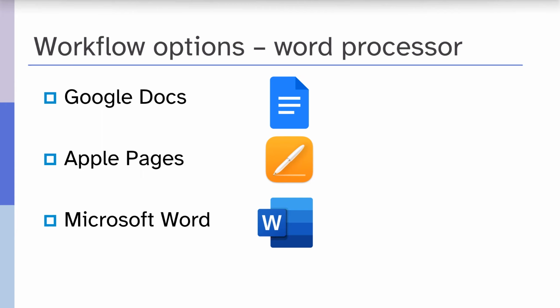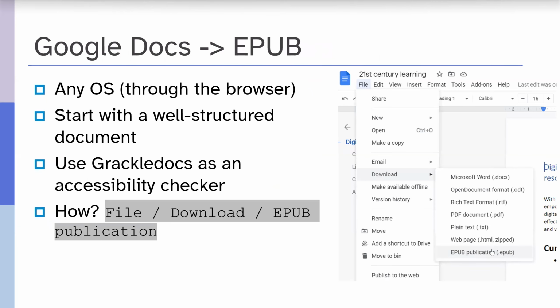Right, let's turn to our third kind of technique for producing accessible EPUB, and this is direct from your word processor. And we're going to talk about Google Docs, Apple Pages, and Microsoft Word. So Google Docs is up first. Because you use it through the browser, it's available on any operating system. And with all of these word processor-based solutions, you start with a well-structured document. Google Docs doesn't have an accessibility checker built in, but you can use a tool called Grackle Docs as an accessibility checker, and that will help you on that way.